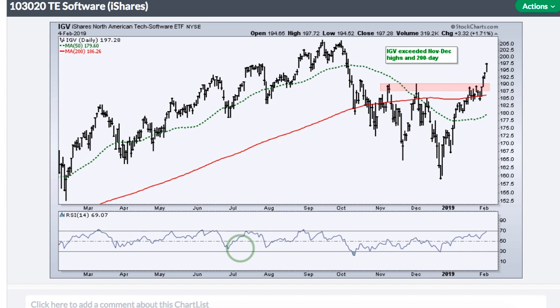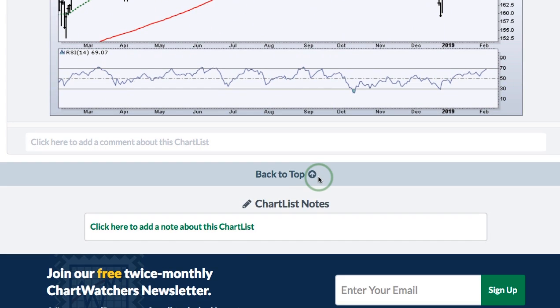And software is leading. You see RSI is at 69, so it's almost at 70. I put this one in third place as far as the technology ETFs. But clearly, a big move above these highs here. So is it getting overextended? Sure. But put it on the radar for a pullback, I would think.